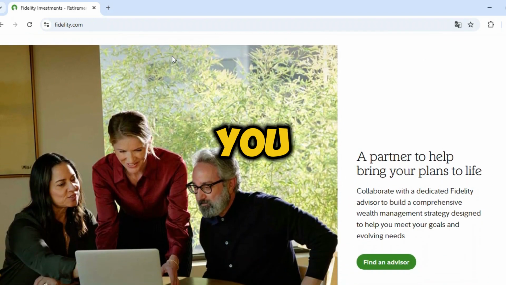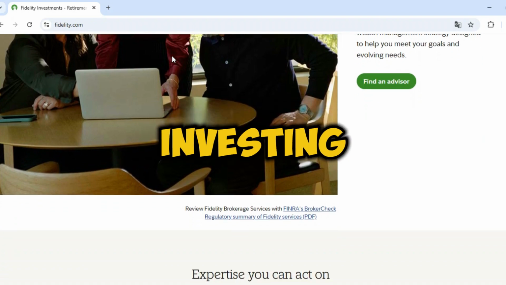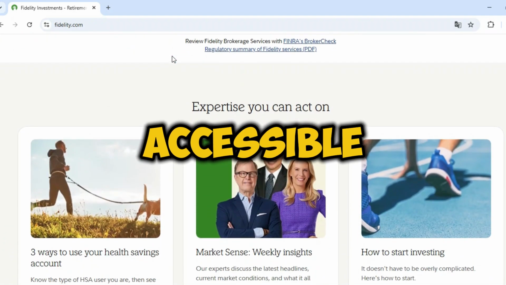So, just like that, you can invest in any company you believe in, regardless of share price. Fractional share investing goes a long way in making the market accessible to everyone.